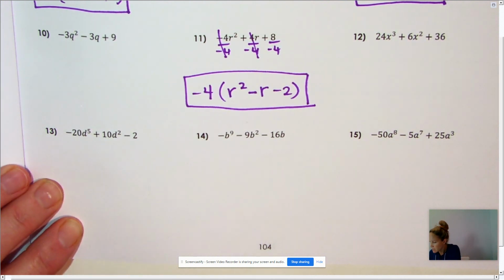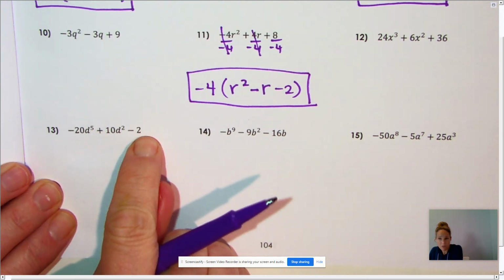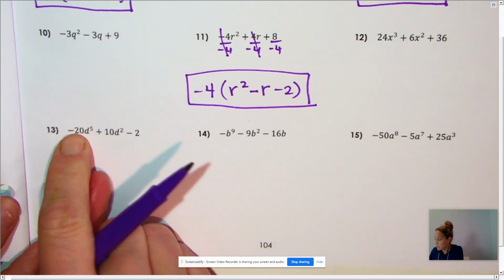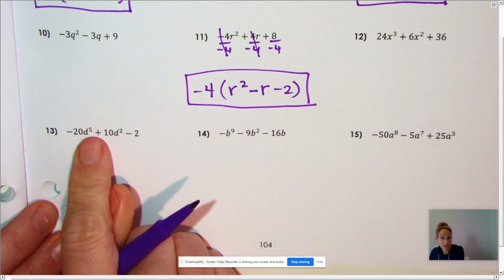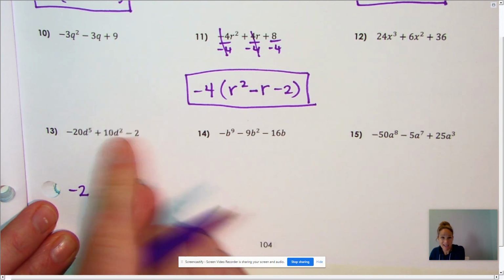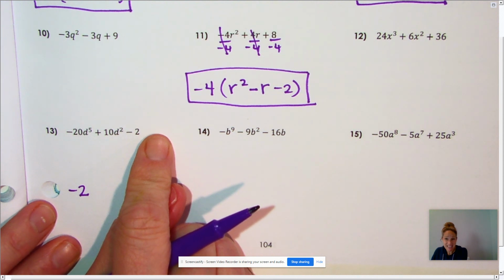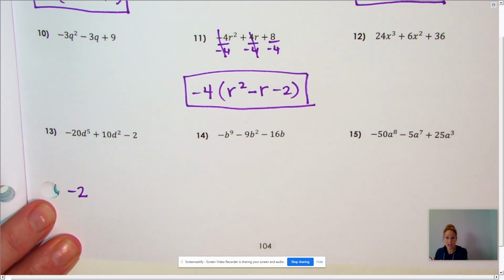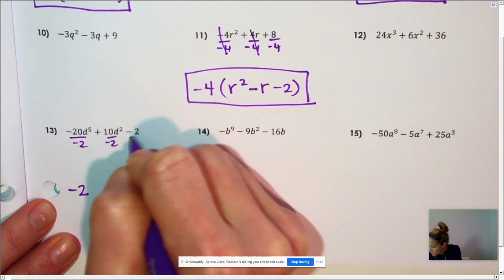Number 13. Look at the littlest number. Does the littlest number go into all 3 of those? Yes, it does. And whenever we lead with a negative, we typically like to pull that out. So I'm going to pull out a -2. I've got 5 D's, I've got 2 D's, and I've got 0 D's. So they don't have any D's in common, right? Because this third little guy doesn't have any. So I cannot pull it out if they don't all have at least that many. So all I'm doing on each of these is dividing by -2.